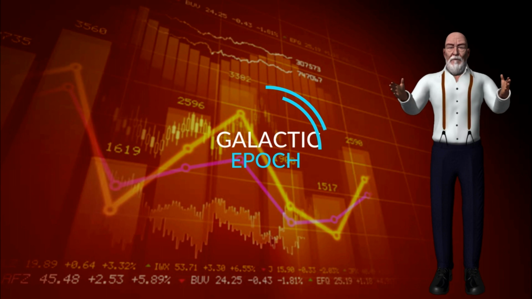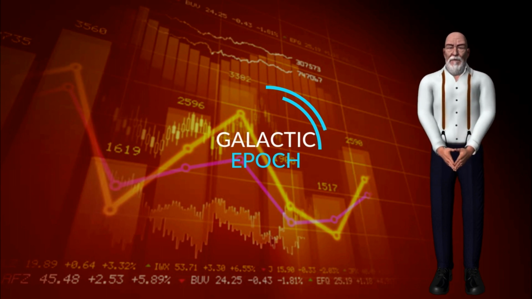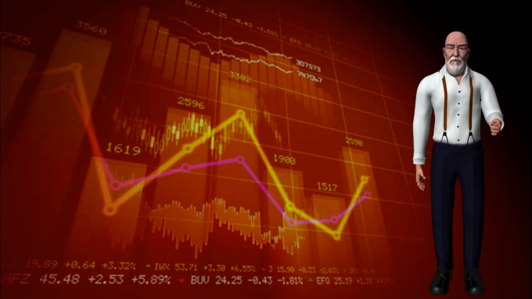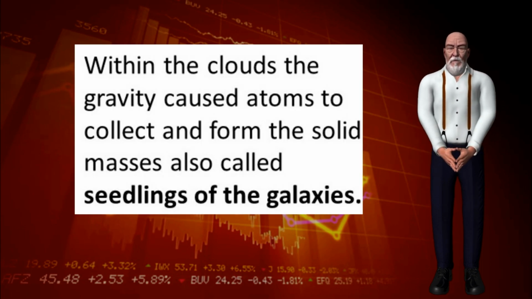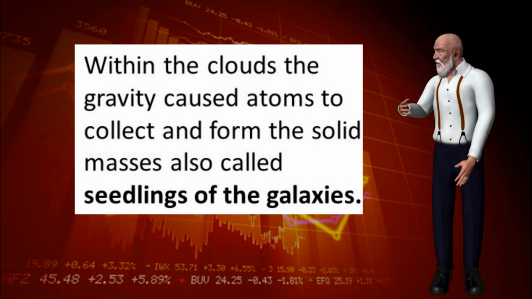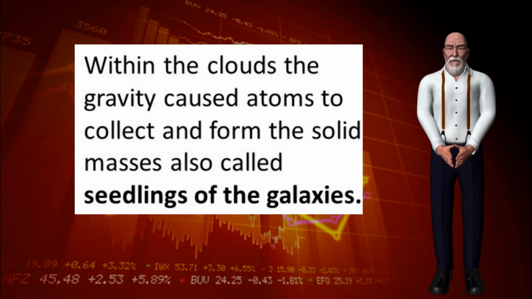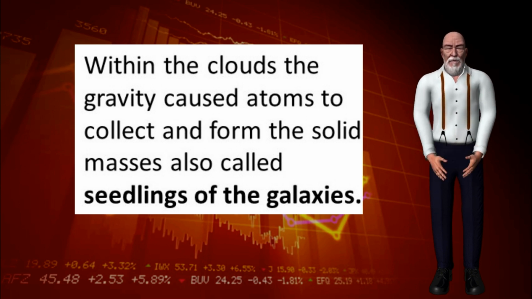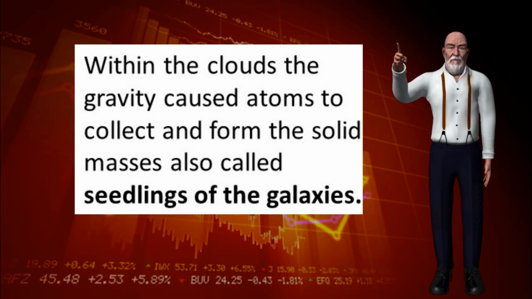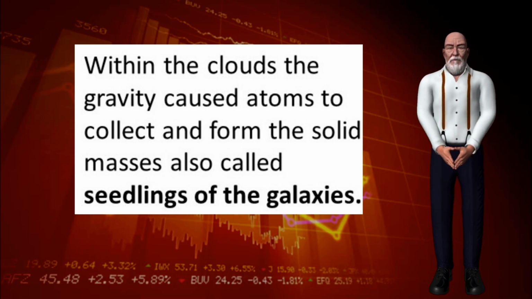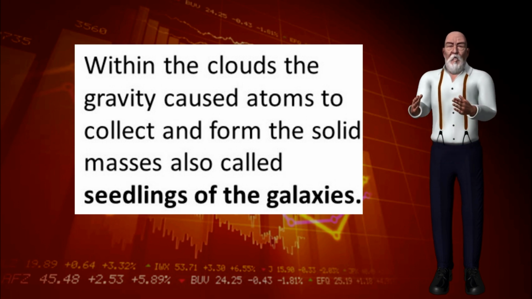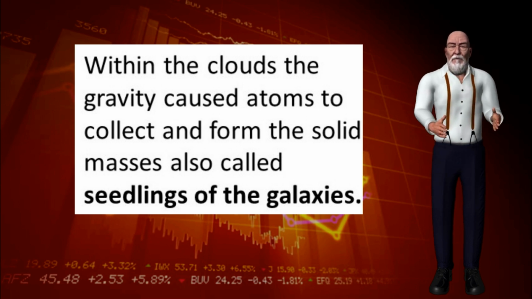The galactic epoch. There was abundance of hydrogen and helium atoms for them to combine and form clouds. Within the clouds, the gravity caused atoms to collect and form the solid masses, also called seedlings of the galaxies. This stage occurred after 200 million years of the Big Bang. The temperature was cooled down enough for clouds to become hard masses. The heat transitions caused hydrogen and helium to form and combine all the elements which we know till date.